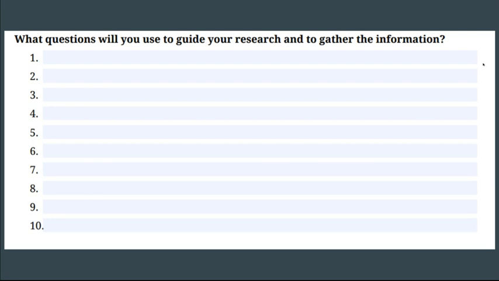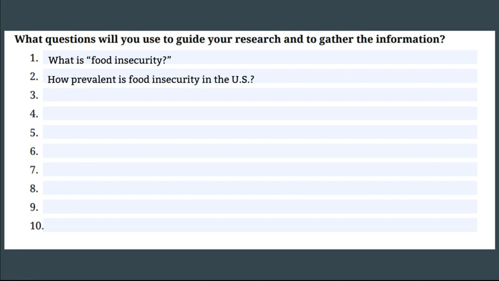So we're going to start really basic here with my first question. What is food insecurity? How do we define it? How do we know that it exists? What are the thresholds for being food insecure? Next, I'm going to look at how prevalent is food insecurity in the United States. So here I'm looking for statistics. I want to know just how many people are hungry.